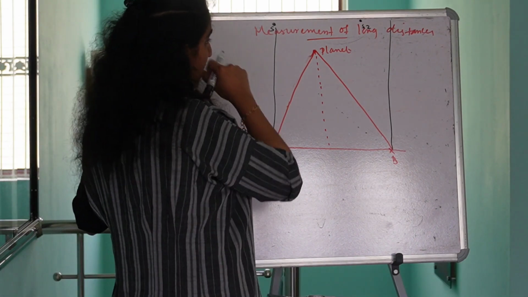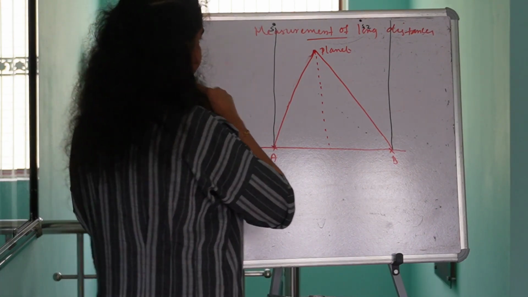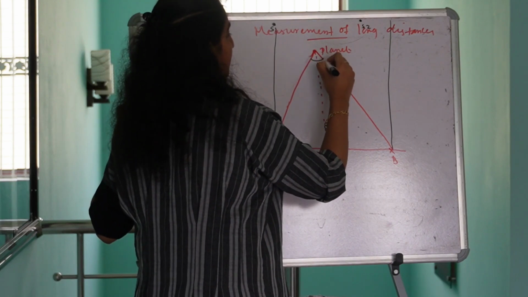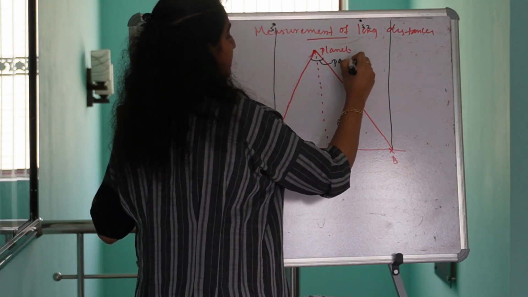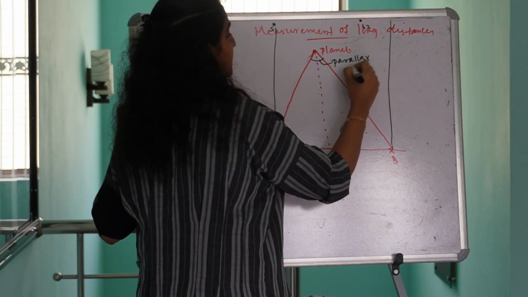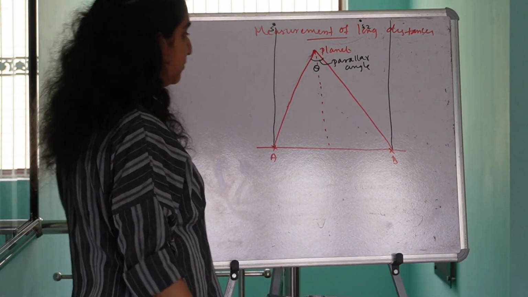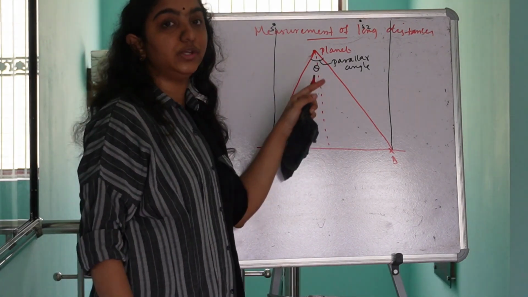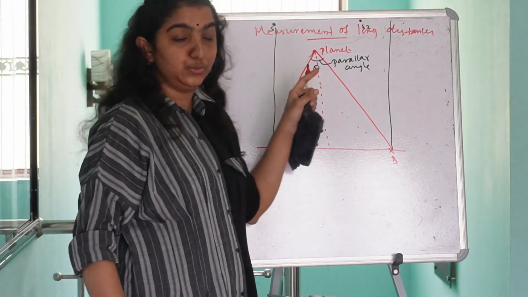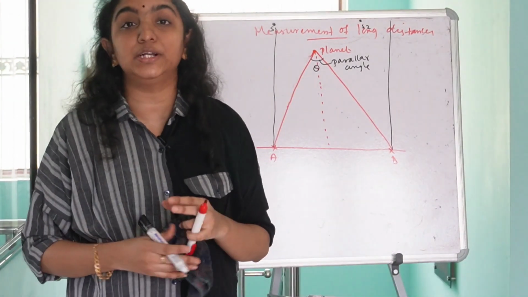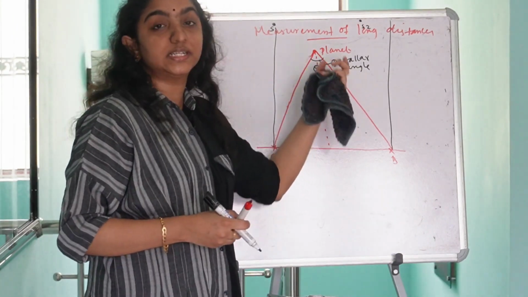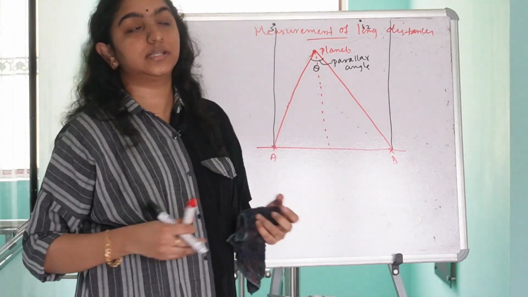Now this particular angle is parallax angle, isn't it? Yes. This is parallax angle. Let it be theta. Yes. As I told you before, we use this parallax angle to measure the distance to the planet from the Earth.